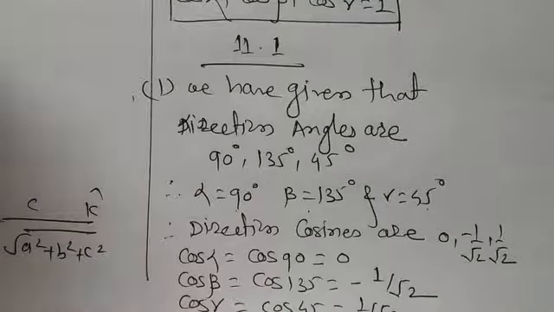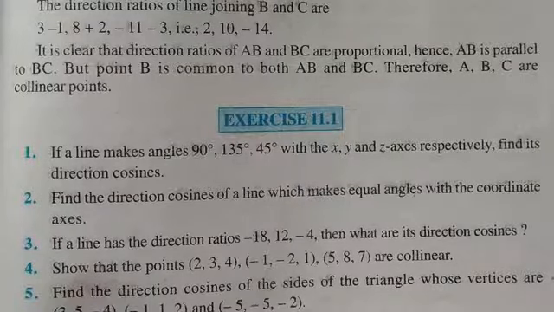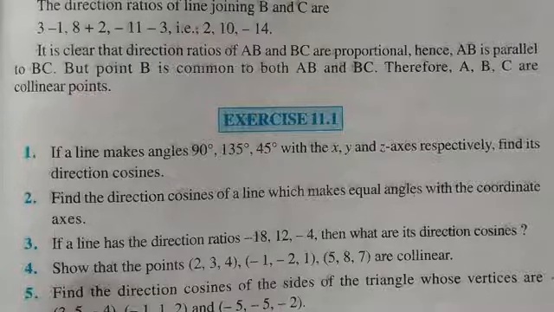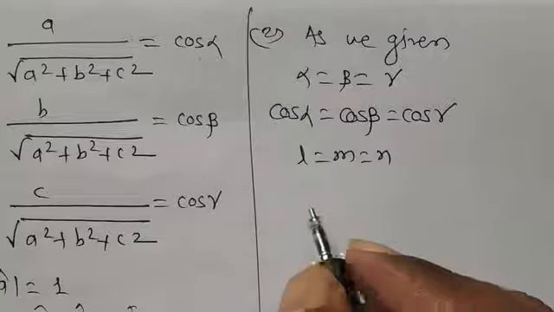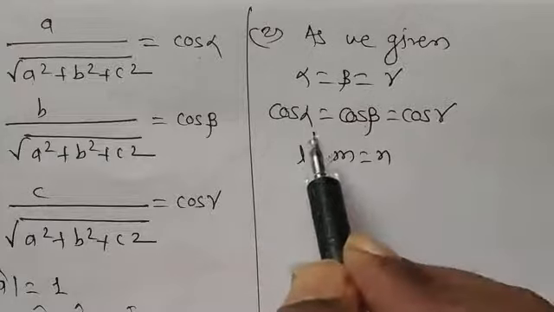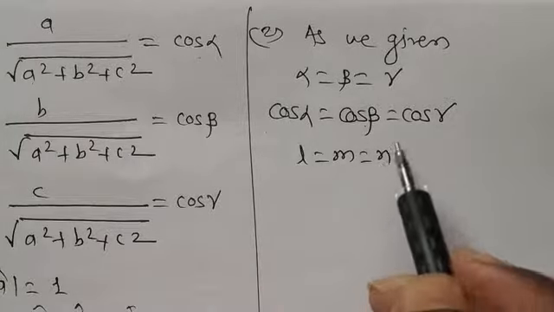Example number 2, same way. Find the direction cosine of a line which makes equal angle with the coordinate axis. That means you are given that the angles are equal. Alpha, beta and gamma are equal. Then cos alpha, cos beta and cos gamma are also equal. Now find the angles with the coordinate axis. So alpha, beta, gamma are equal, therefore cos alpha, cos beta, cos gamma are also equal. Means L, M, N are also equal.